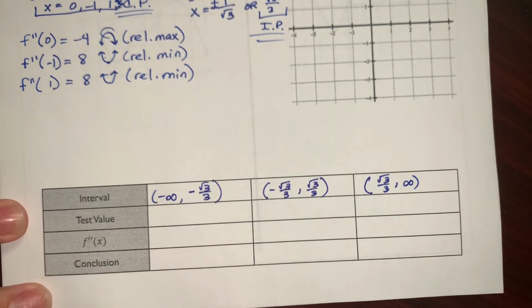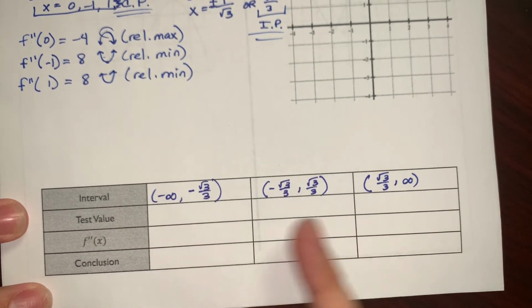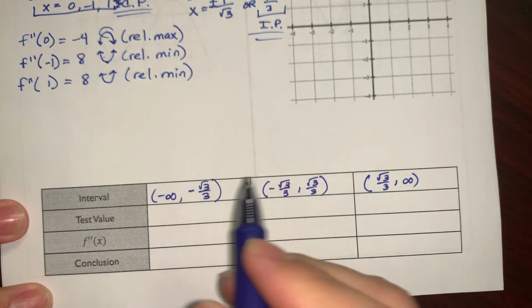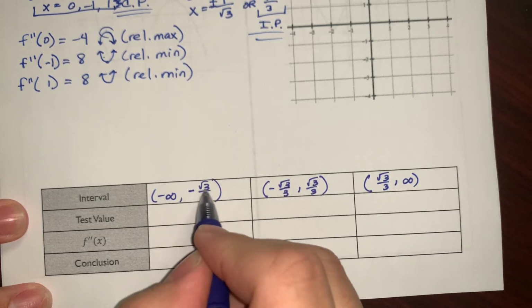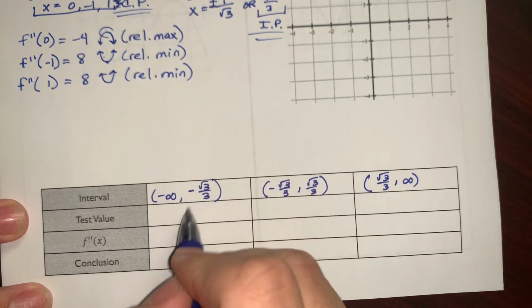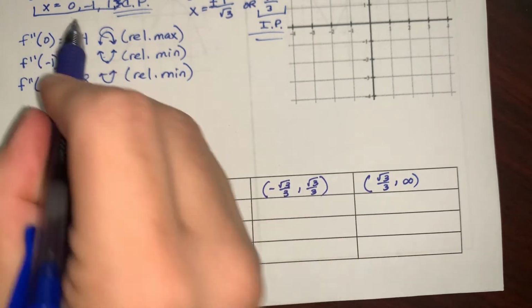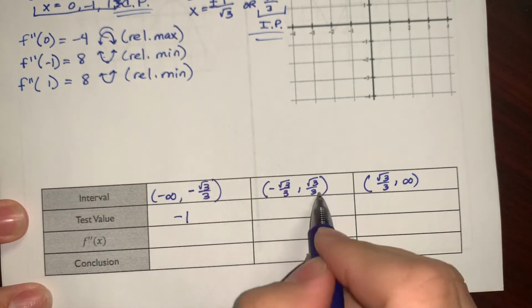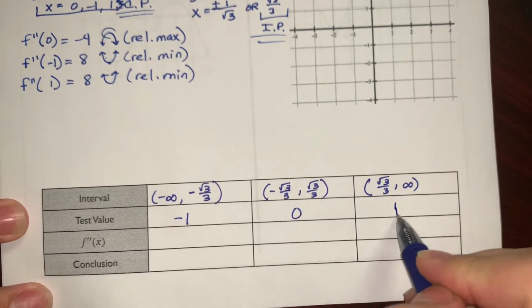So again, it's just building off of what we did from the previous section. Now we're going to do a test value, and then from our test value, we're going to determine if it's concave up or concave down. Square root of 3 is probably between 1 and 2, so I'll just use -1 here. Actually, I think I can use the same thing as my critical points. A value between here is 0. A value between there is +1.